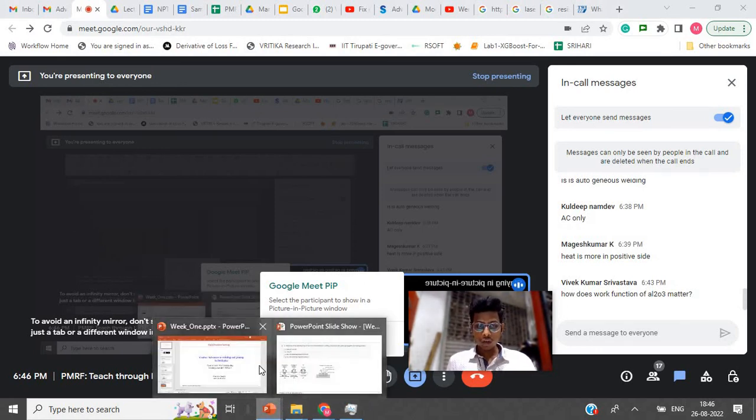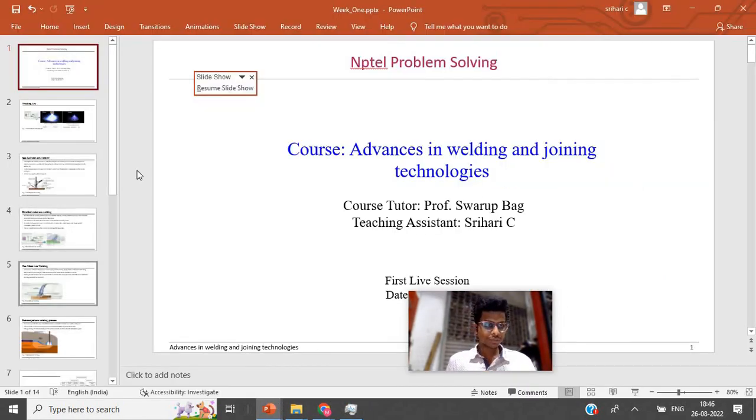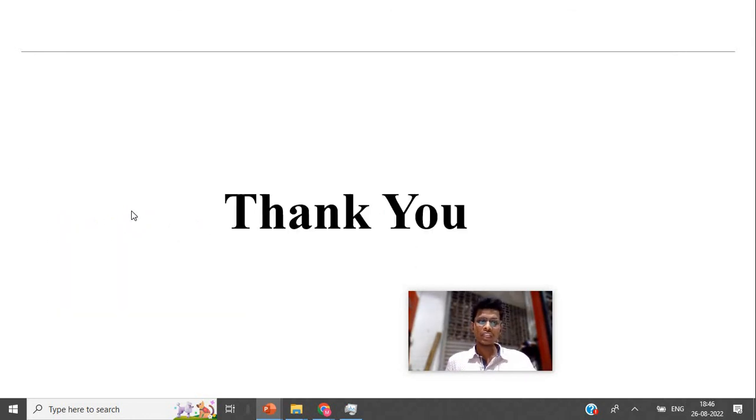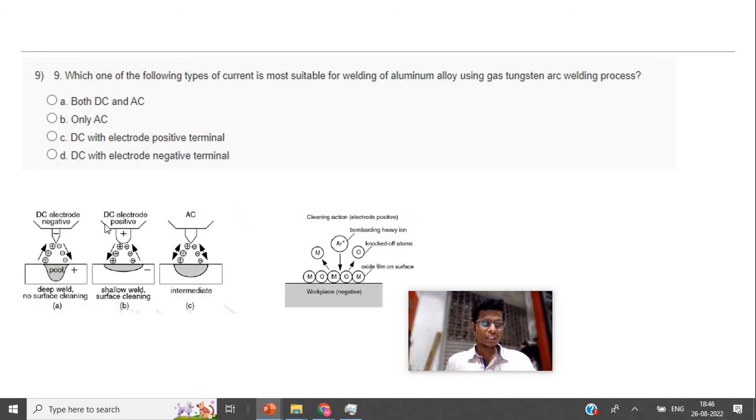So one more time I'll read the question. Which one of the following types of current is more suitable for welding a flammable alloy using gas tungsten arc welding? DCEP is possible, but AC has the advantages of DCEN and DCEP. So the option is B.